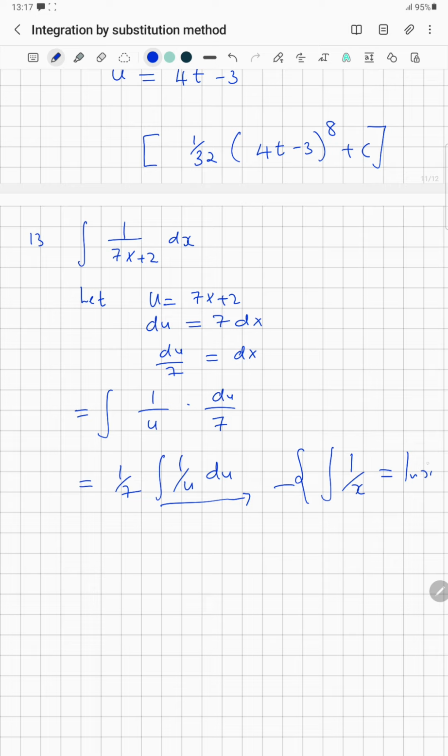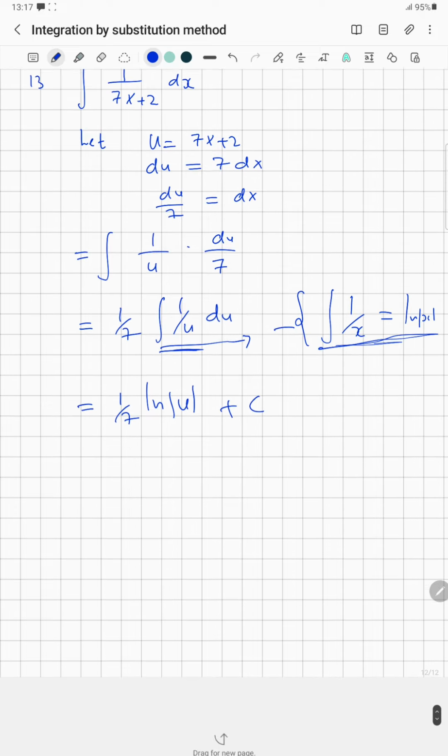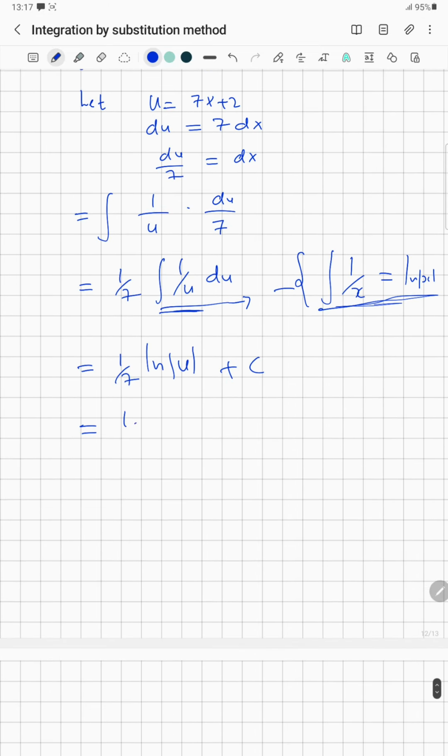Also, if you have checked the solution to simple functions that I did earlier, I explained why functions that look like this have integration equal to this. So this integration gives us the natural logarithm of u, which will be 1 over 7 natural logarithm of absolute u plus c. This means I just need to replace back: natural logarithm of absolute 7x plus 2, plus c.